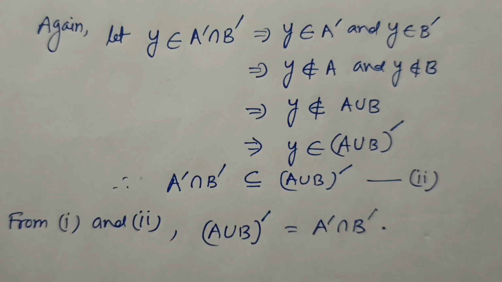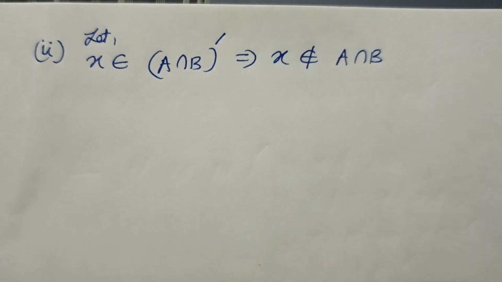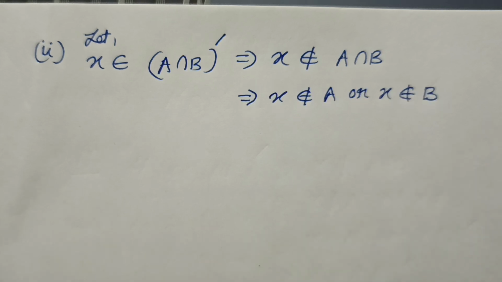Now we do the second part. This is the left hand side of the second result. So we have assumed X belongs to (A intersection B) whole complement. What does it mean? X does not belong to A intersection B, which implies X does not belong to A or X does not belong to B.